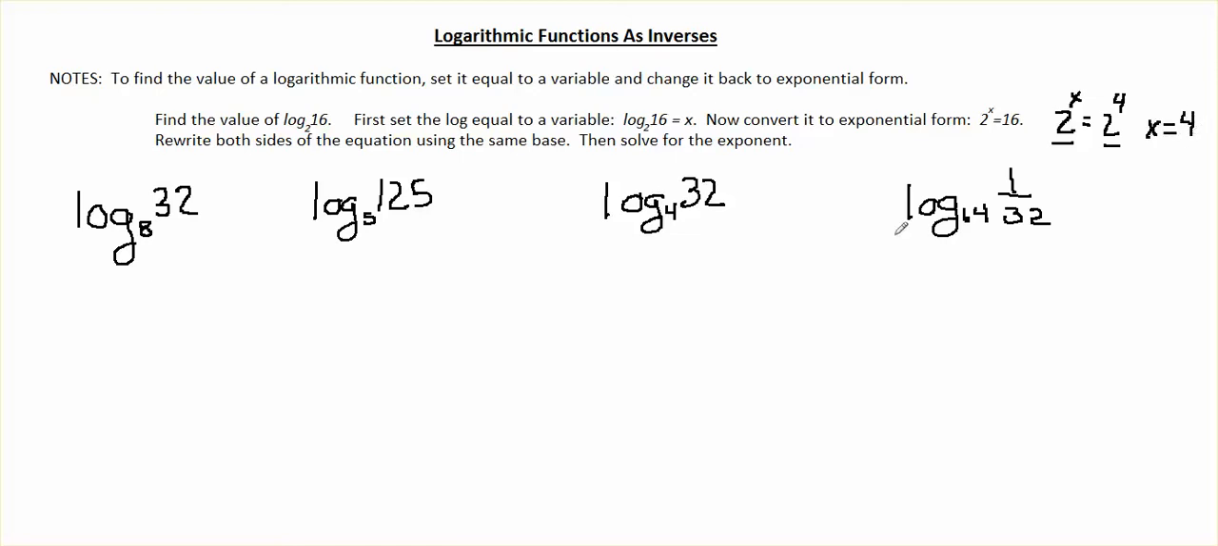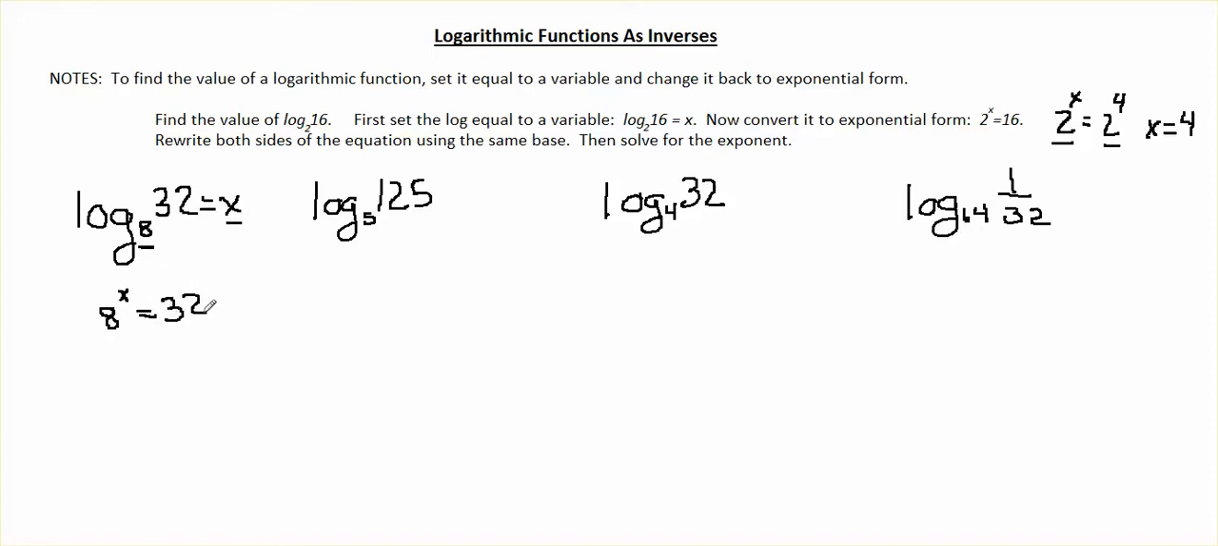Okay, so let's go ahead and practice these steps and calculate the values for the following 4 logarithmic expressions. So the first thing we're going to do is set this logarithm equal to the variable x. And I'm going to convert it back into exponential form. Here's my base. I have a base 8. Here's my exponent. 8 raised to the x power is 32.